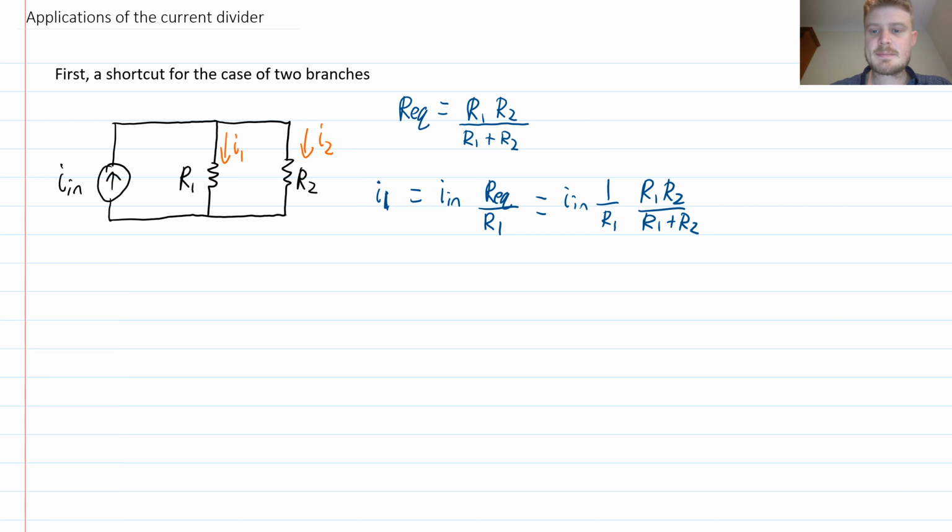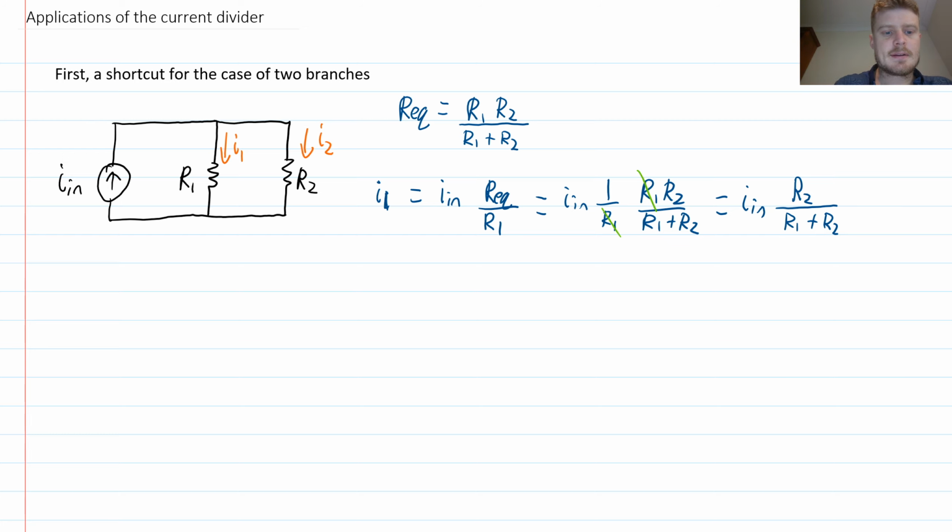And this is kind of nice because we can actually simplify this equation a little bit, cancelling out those R1s there. And what we will end up with is the input current times the resistance in the other branch divided by the sum of the resistances. So key point to recognize here, we're talking about I1, but it's resistance 2 that appears. So it's the resistance in the other branch. So that's an important fact to recognize.